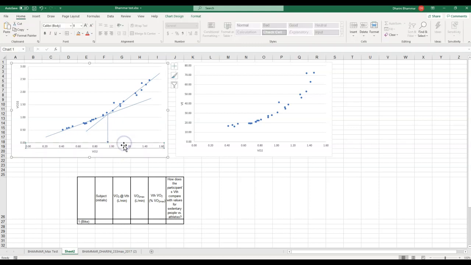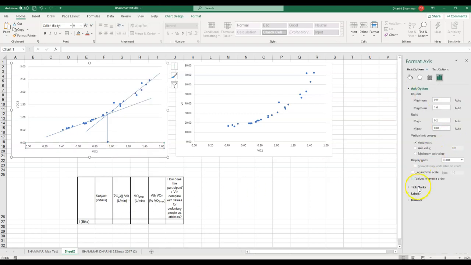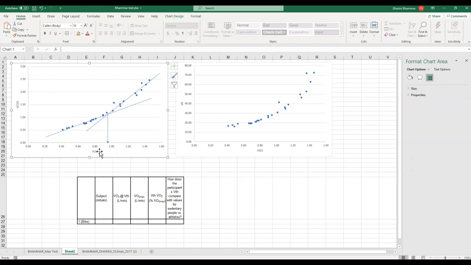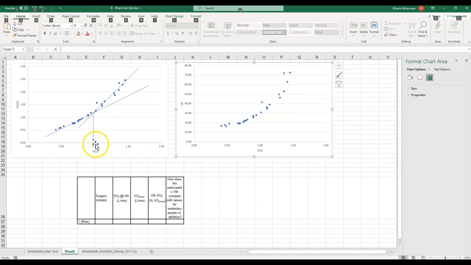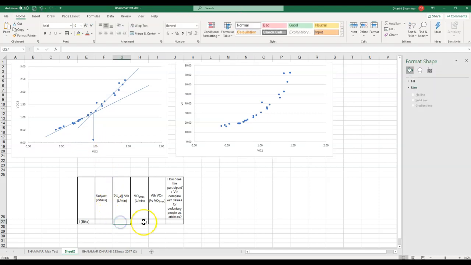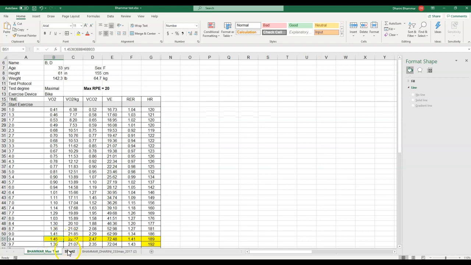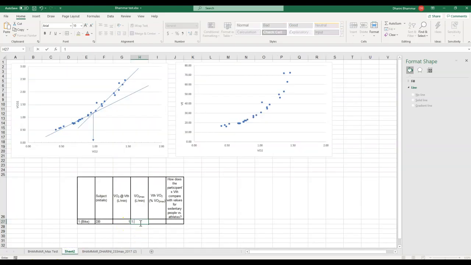And one thing that could help you is if you right click on the x-axis, you can add tick marks. So you can add minor tick marks inside and major tick marks inside, and so now you can see the tick mark. And it's almost at 1 liter, so I'd say maybe that's 0.97 or something like that, but I'll just round that off to 1 liter. That's what you would put in your sheet. We know the VO2 max, we had it over here, was 1.45. So I'll put here 1.45.